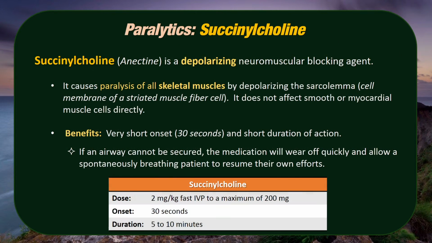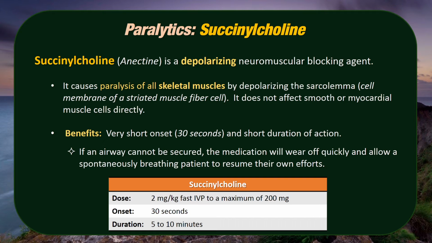As we move into the paralytic side, we start with succinylcholine being our front line of paralytic that we use. This is a depolarization neuromuscular blocking agent. It causes a paralyzation of all skeletal muscles. Some of the benefits is it's very short acting in about 30 seconds, and it has a very short duration life of about 6 to 8 minutes. If the airway cannot be secured, it allows that patient to wake back up and breathe again.